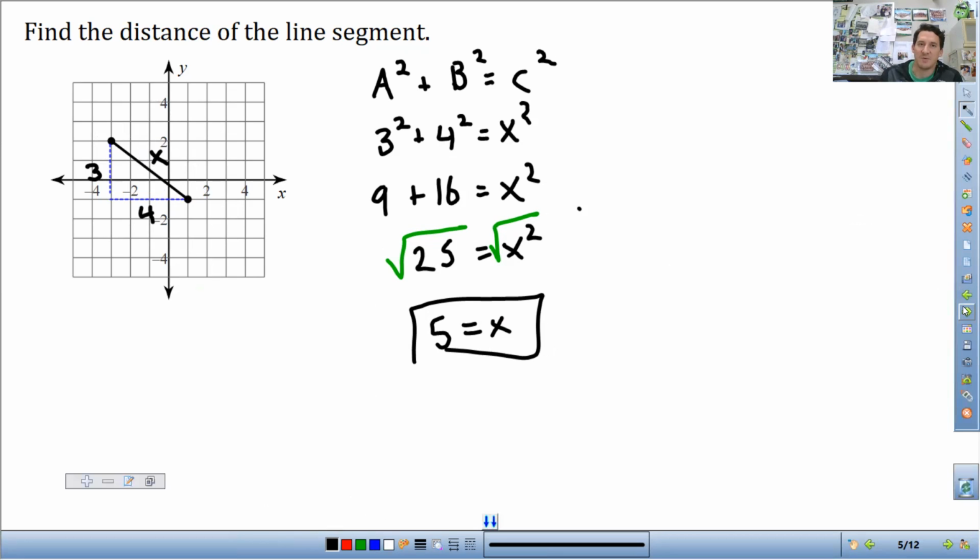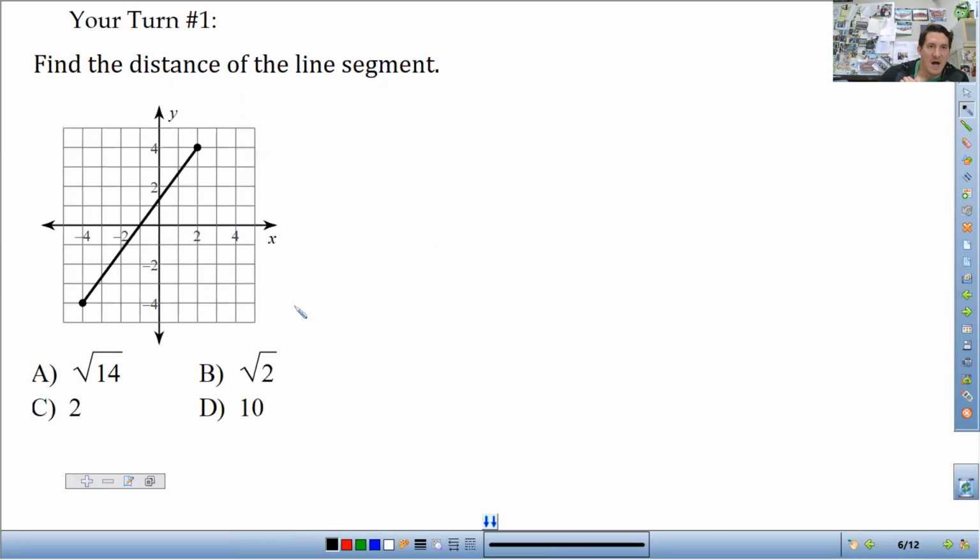All right, let's look at another example. So here, I'll find the distance of this line segment. So again, you're going to make a right triangle. I'm just going to go straight over, straight down. Count the side lengths. So this one is 1, 2, 3, 4, 5, 6. This one is 1, 2, 3, 4, 5, 6, 7, 8. And then we're trying to find the side length x there.